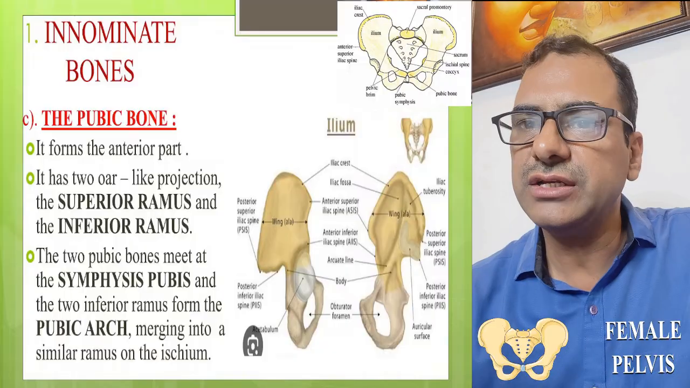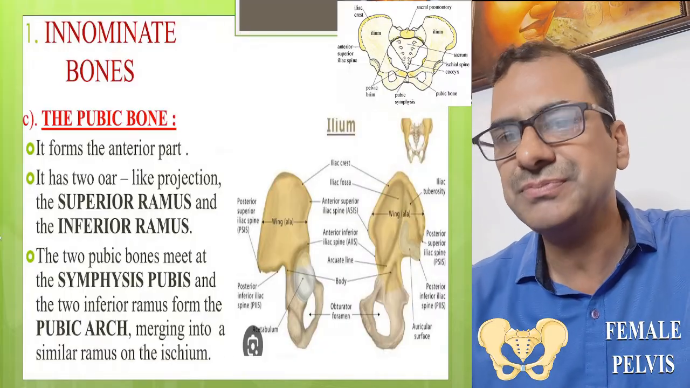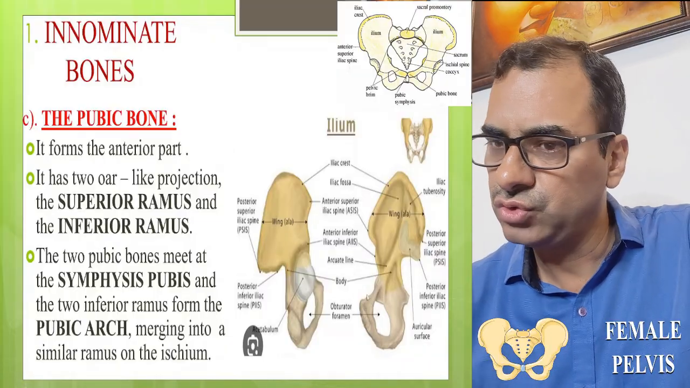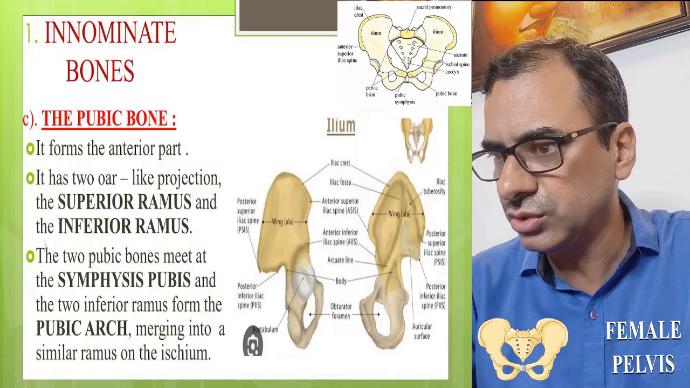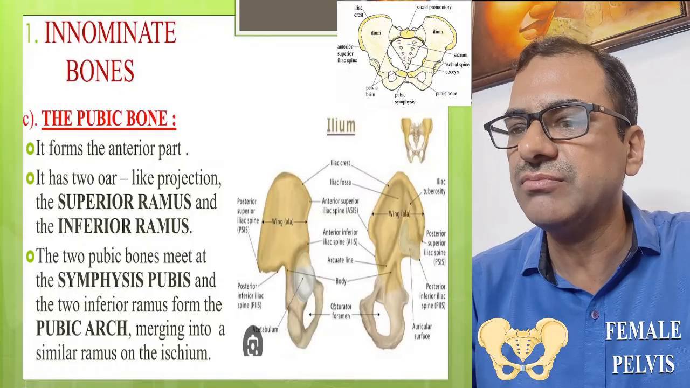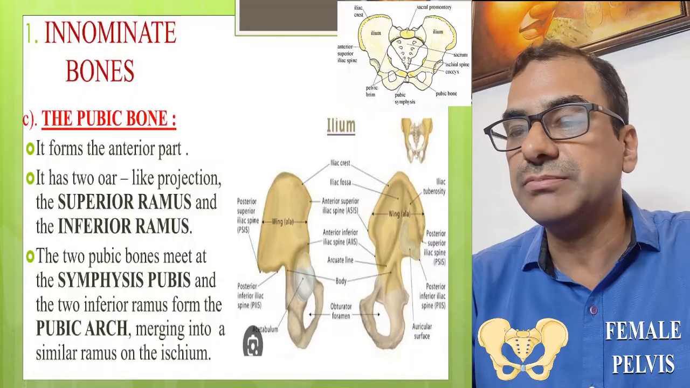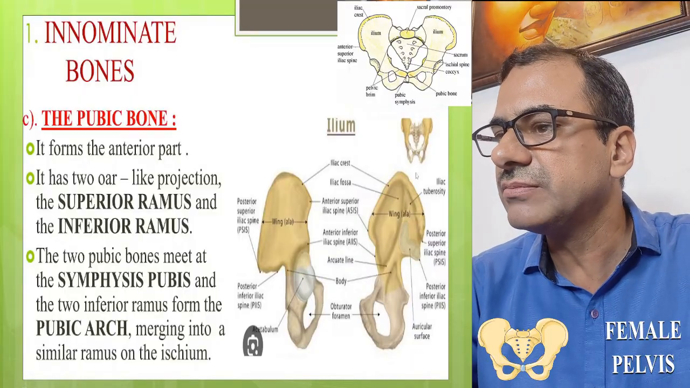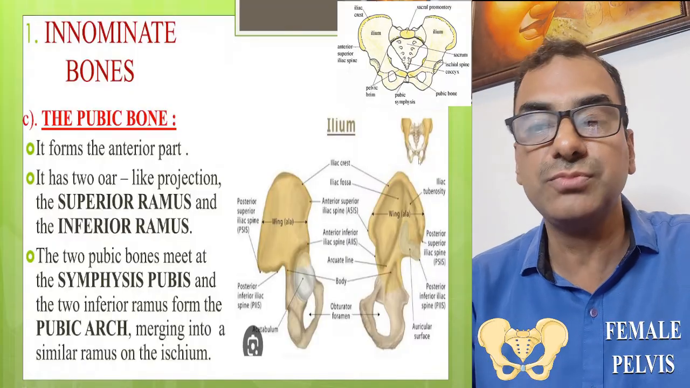Then the third part is the pubic bone. It forms the anterior part. It has two oar-like projections, the superior ramus and inferior ramus. So here we can see this is the pubic bone, this one is the superior ramus and this one is the inferior ramus. The pubic bones meet at the symphysis pubis. When these two bones meet together here, they form the joint known as the symphysis pubis.